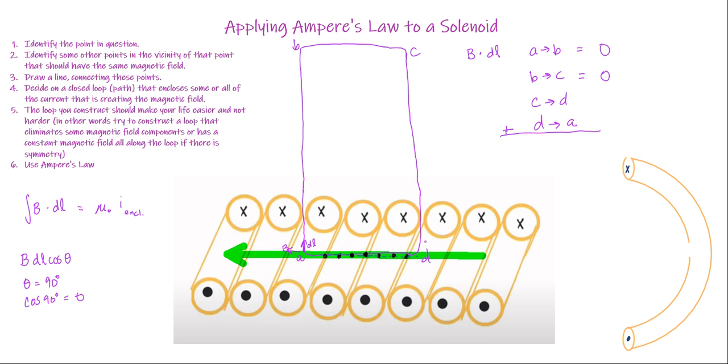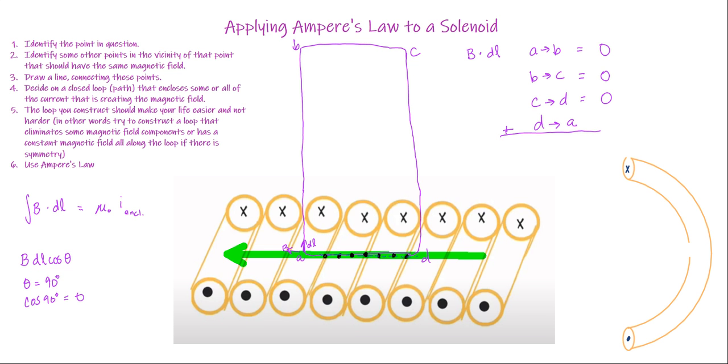C to D is going to be 0 for the same reason that A to B was, because down here, wherever it does overlap, we still have that cosine of 90 degrees, so that's 0. And so we're left here with D to A, where we're going to add up the magnetic field.